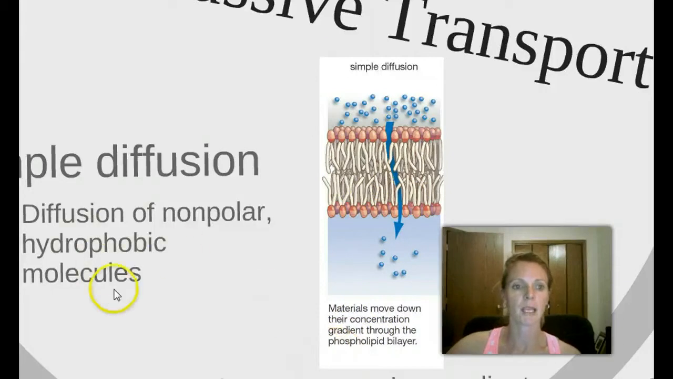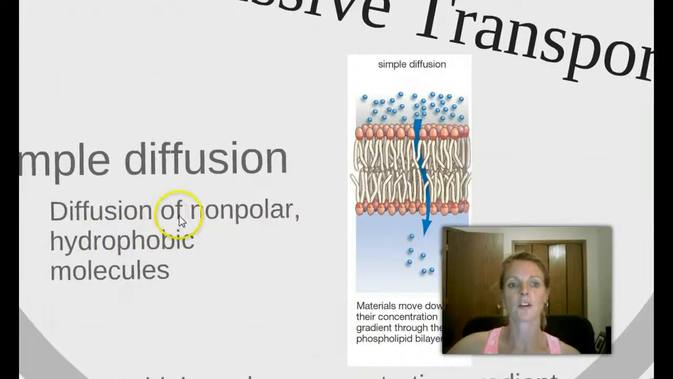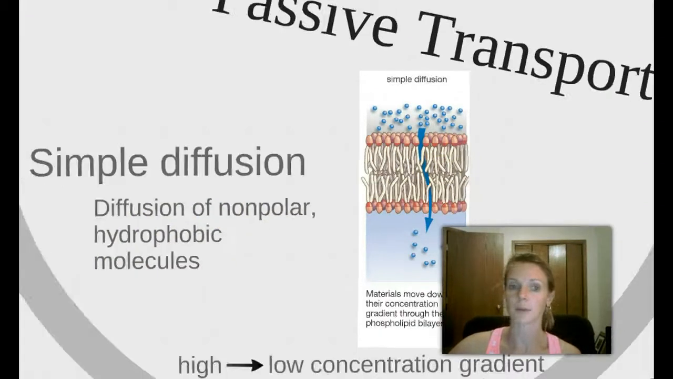Okay. Now again, back here, if you look, it's diffusion of nonpolar hydrophobic molecules only. Hydrophilic is going to kind of chill out in here. We don't want that. Diffusion has to be nonpolar and hydrophobic molecules. So that's why this can happen at any time, only with these types of molecules. So there's simple diffusion. Passive transport. Passive doesn't need energy.